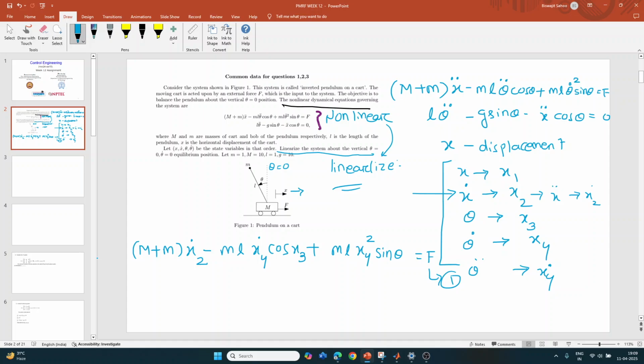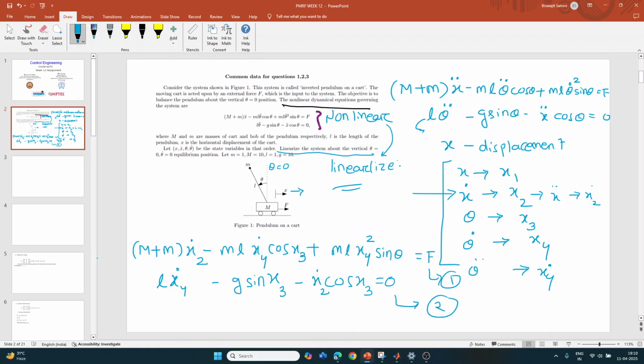After doing the first equation like that, you have to simplify the second equation also. The second equation on the top, what is given in the question, the nonlinear equation: L into theta double dot. Theta double dot is nothing but your x4 dot, minus g sine theta. There is no change here. Then x double dot cos theta, where x double dot is nothing but your x2 dot, and cos. Also here you can replace theta, it can be replaced by x3, so you can write x3 here: cos x3 is equal to 0. This is equation number 2.